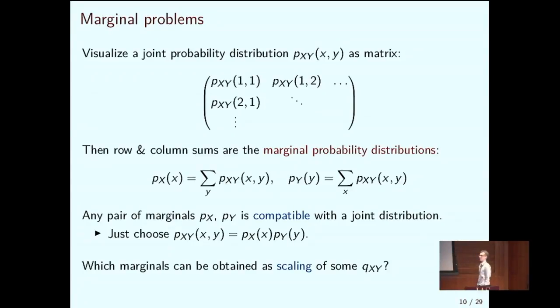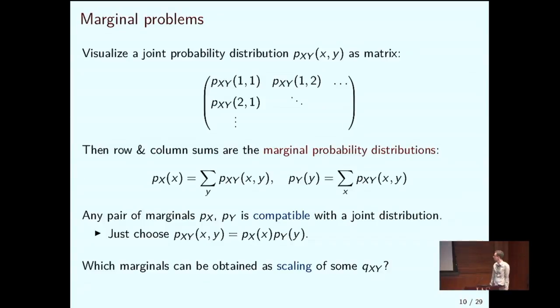Now you could ask, what's the inverse problem? Suppose I hand you two marginals, can you always patch them together to a global joint distribution? And here's a very simple answer. You could just take, for example, the tensor product, which corresponds to taking them as independent random variables. Their joint distribution just makes the two of them independent.